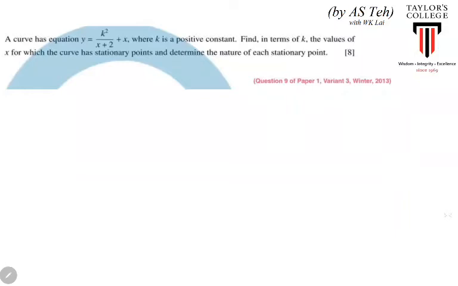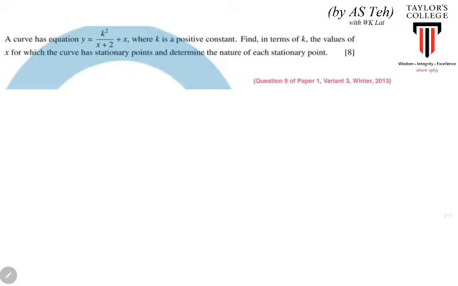Okay, hi everyone. So this is a question that comes from the Winter 2013 paper. In this question, we're given the expression of y with reference to x as y equals k squared over x plus 2, plus x, where k is a positive constant.